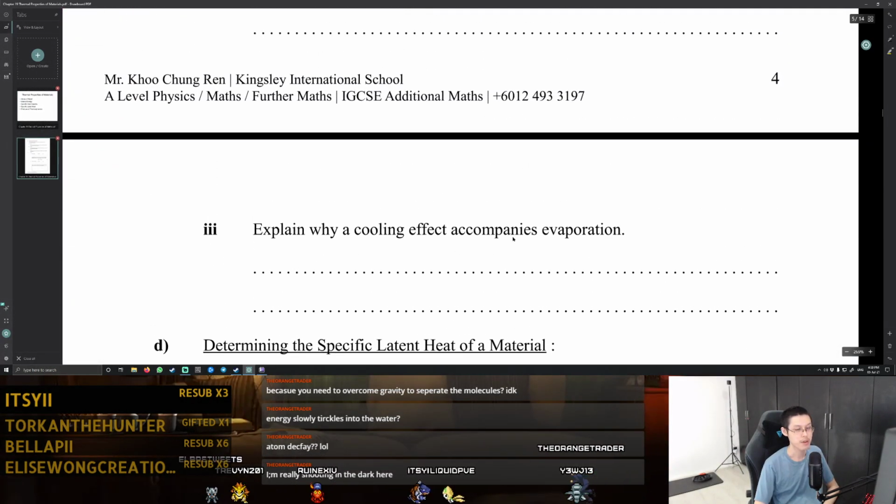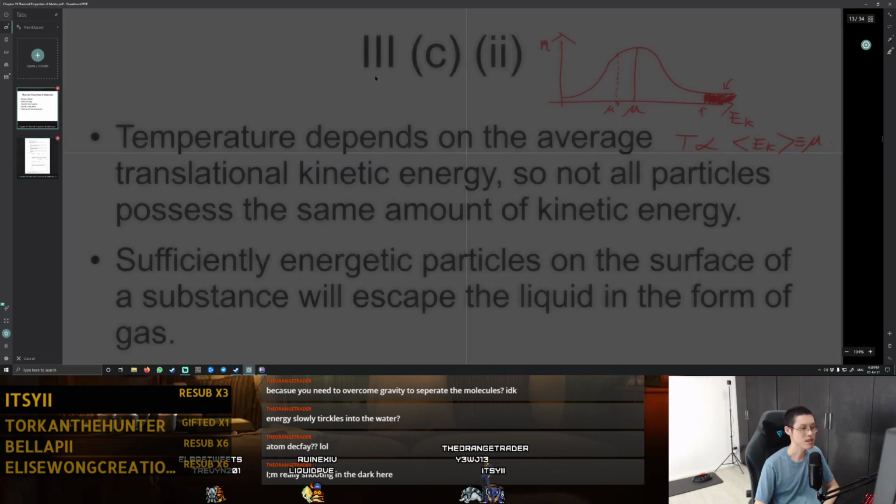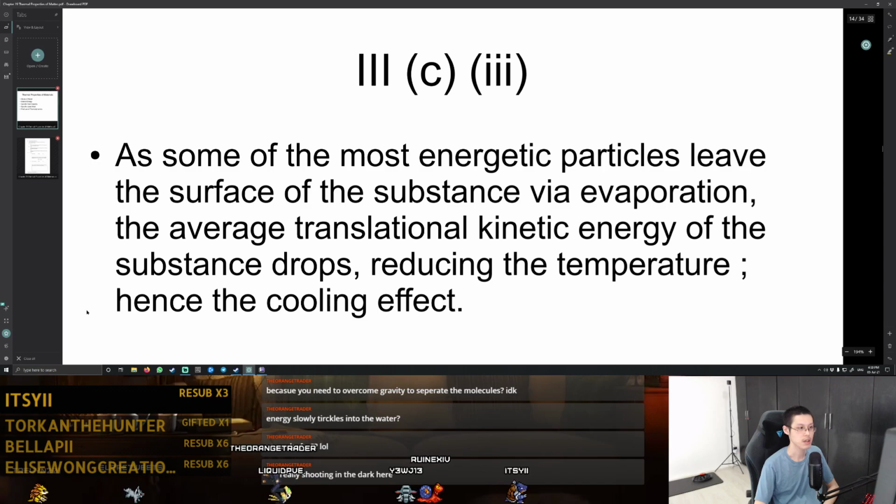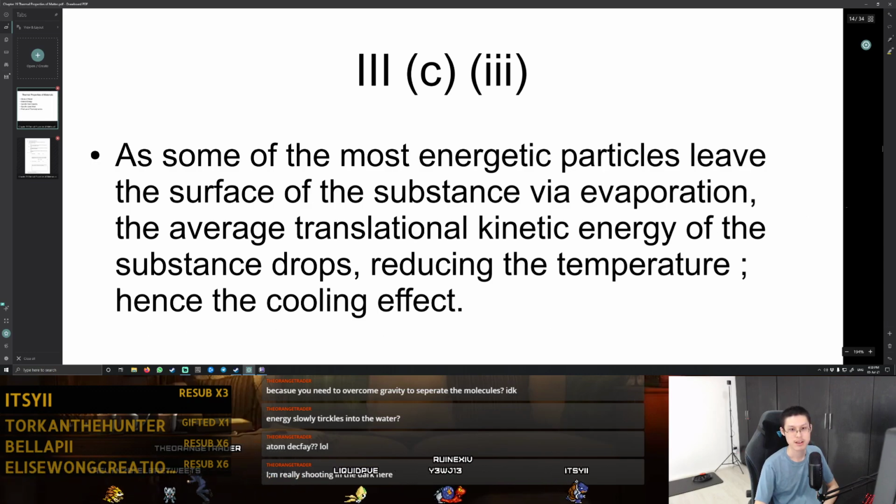Explain why a cooling effect accompanies evaporation. Okay, I've accidentally given you the answer here. So, as some of the most energetic particles leave the surface of the substance via evaporation, the average translational kinetic energy of the substance drops, reducing the temperature, hence the cooling effect. There you go.